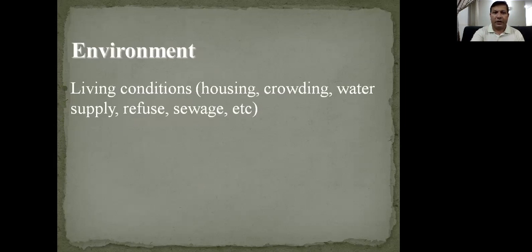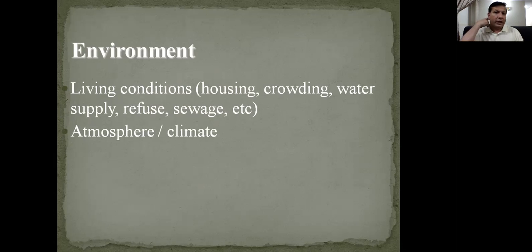And in environment: living condition, housing, crowding, water supply, refuse, sewage, etc. Living conditions are also important for the epidemic. If the living conditions are good, standard and hygienic, the disease pattern will be slow, low, and not effective. If these conditions are not good, the population living in that environment will suffer from that disease and gradually it will spread in that locality.